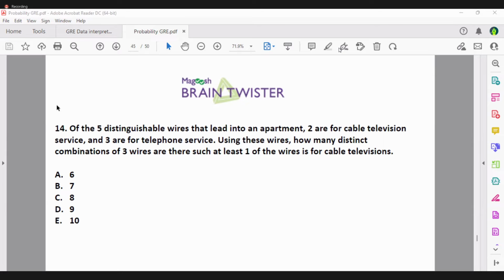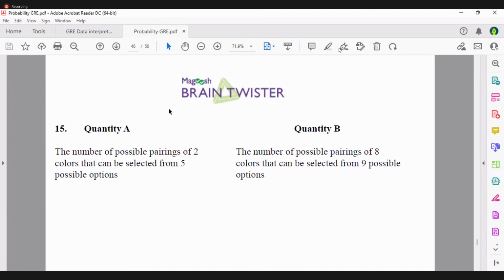The reason why we took 5 into 4 into 3 over 3 into 2 into 1 is because it was given here 5 distinguishable wires. If it had been that the 2 cable televisions are similar and the 3 telephone services similar, then we would not have done this. So do not apply the method that I did. Use the method that Venkatesh did, actually. That would be better.